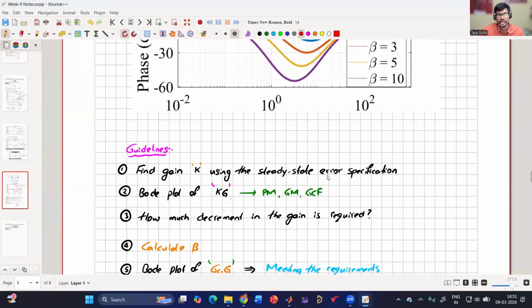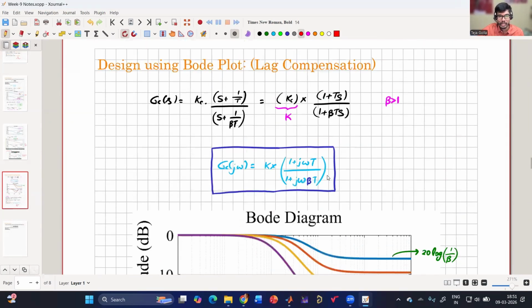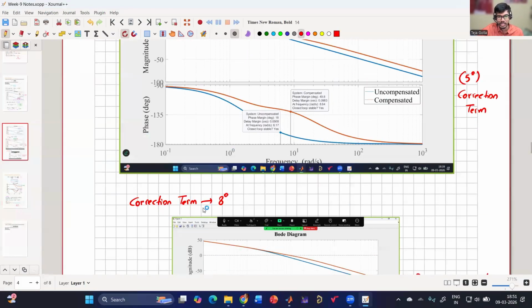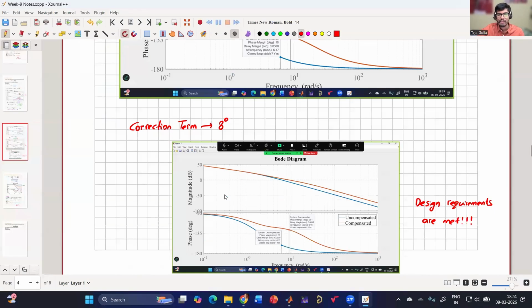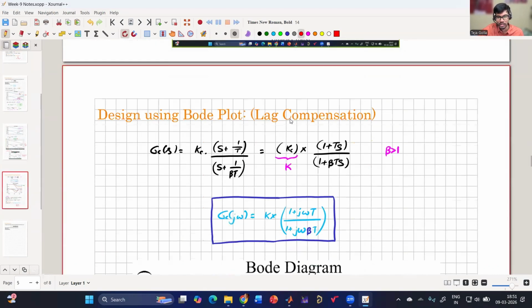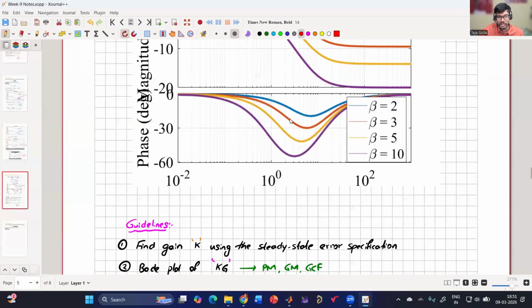So again, it's an iterative process. If you do not meet, just like in the case of lead compensation, what we have done, we have iterated. We have realized that it is close to 50, but not 50 because we have said at least 50. So we have increased the correction term. Say if this is also not sufficient, we have to further increase. So we have to do it in an iterative process until we reach the desired specifications.